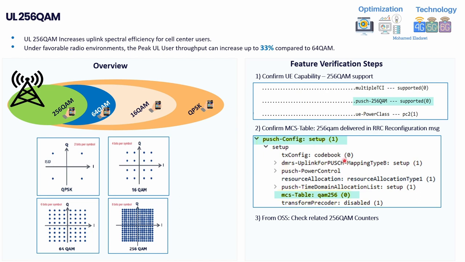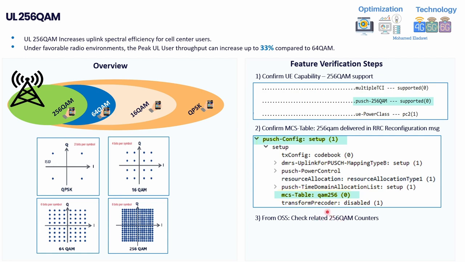Then once you start the testing, you're supposed to receive the RRC reconfiguration message from the gNB, and under the PUSCH configuration setup, you can find that the MCS table 256 QAM has been delivered to the UE. This means the feature is now working and you can start doing your testing. And the last part, for sure, you can verify from the related counters whether the counter starts picking up or counting and so on.